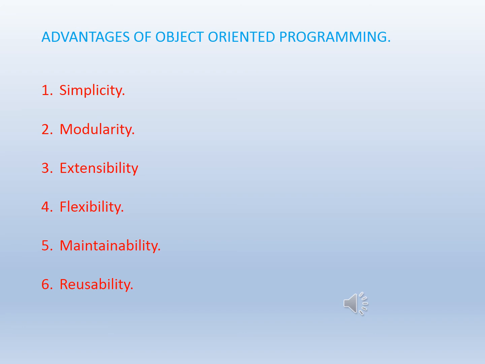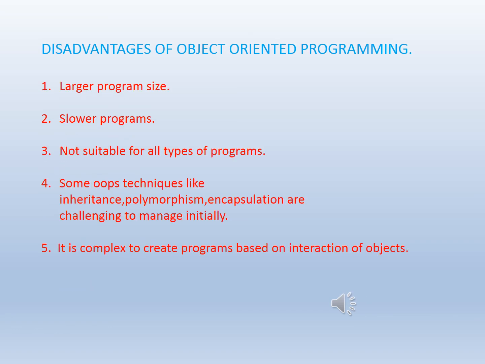Fourth one is flexibility. OOP is very flexible in different situations. Fifth one is maintainability. Objects can be maintained separately. Sixth one is reusability. Objects can be reused in different programs. The disadvantages of OOP. First is larger program size. OOP involves more lines of code than procedural language. It is slower, and not suitable for all types of programs.